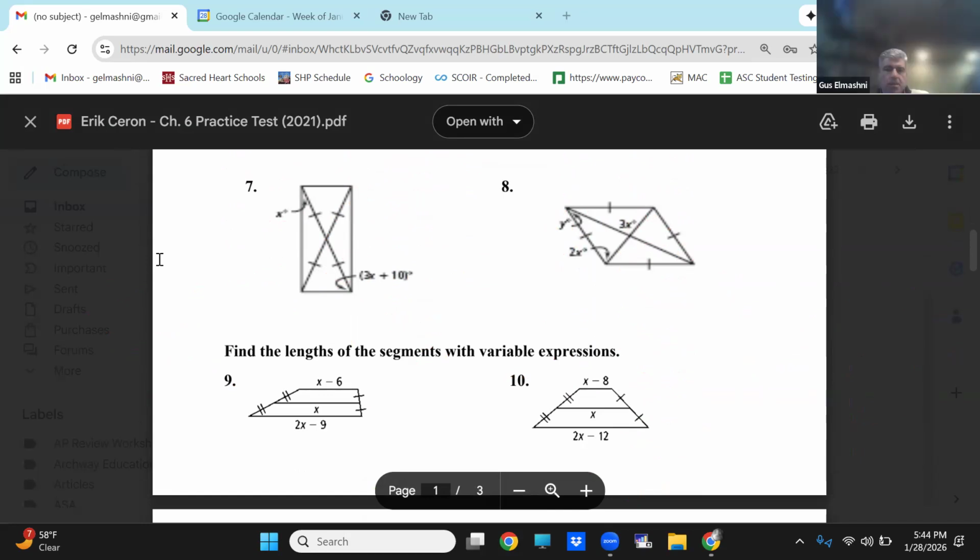So here's the thing: if that's x, that's x. So 4x plus 10.